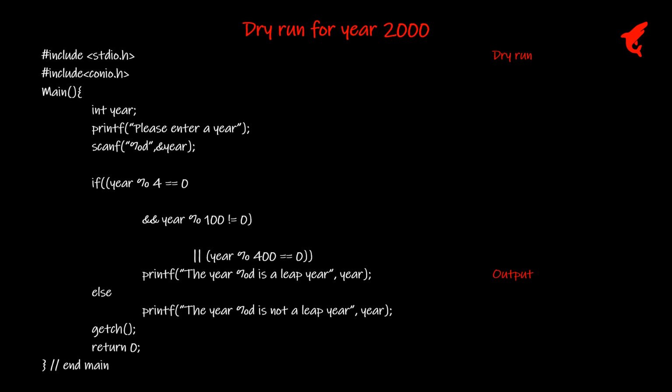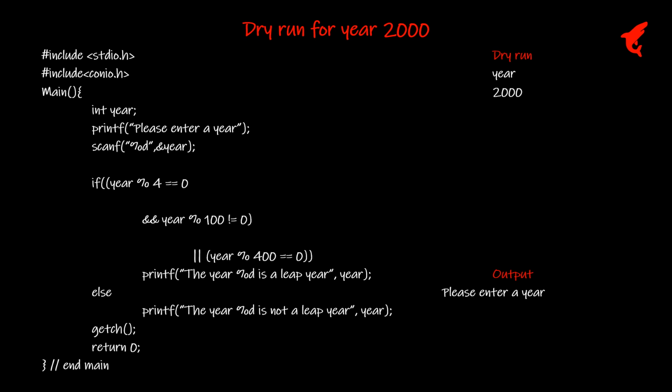Now let us do a dry run with year 2000. The program execution starts at main. The variable year is declared. The printf function is executed and output printed. The scanf function prompts the user to enter a value. Let us assume that the user enters the year 2000 here.